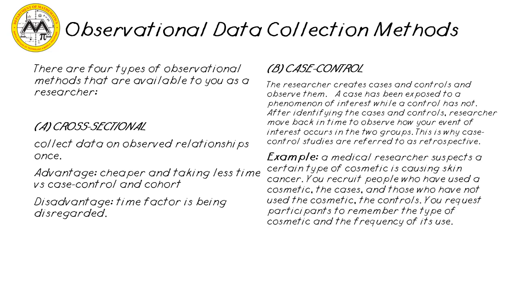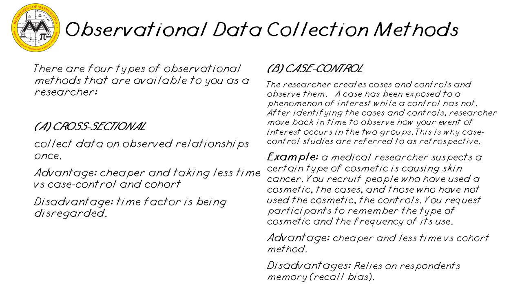For example, a medical researcher suspects a certain type of cosmetic is causing skin cancer. So you take two groups of the population. One would be using the certain type of cosmetic and the other one using a different one. You check whether there is a difference between these two groups, the case and the control. You request participants to remember the type of cosmetic and the frequency of its use. Advantage, it is cheaper than the cohort, and takes less time. Disadvantage, it relies on the memory of the respondents, which introduces bias, because this is a data gathering process.